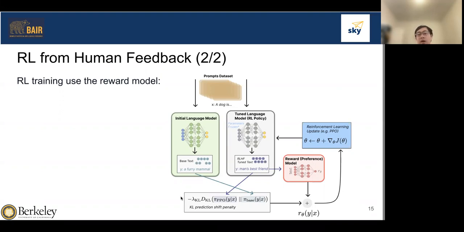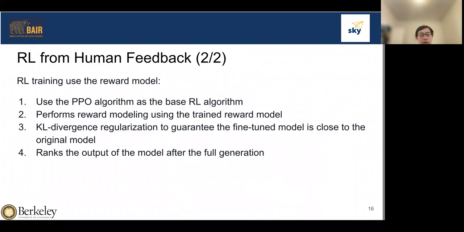They introduce an additional KL constraint, which basically says your tuned language model after the PPO fine-tuning should stay relatively close to your base model, which is the initial language model you're providing. They incur a large KL prediction shift penalty if the two are very far away from each other. They just say this is not good. Here is also a summary of all the steps: you use a PPO algorithm, you perform reward modeling, and then you add the KL regularization to guarantee the fine-tuned model is close, and you could rank the outputs.